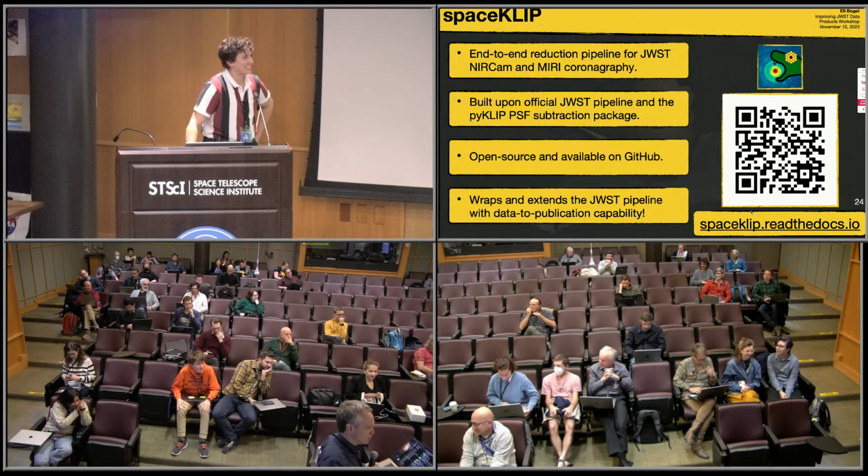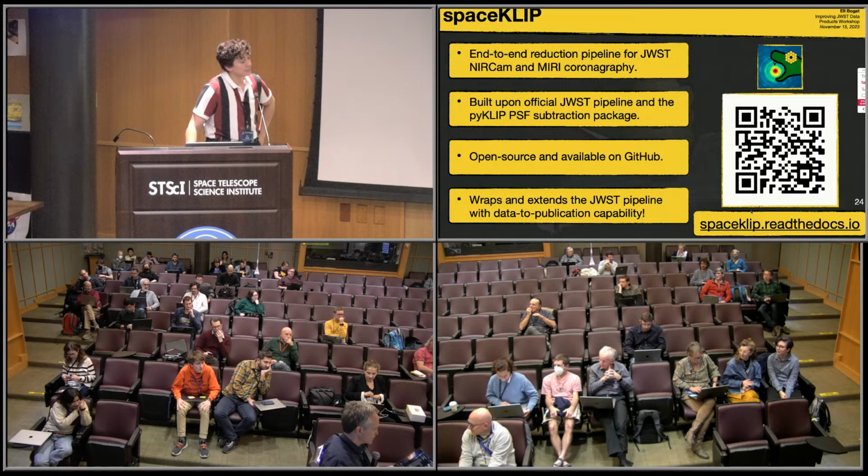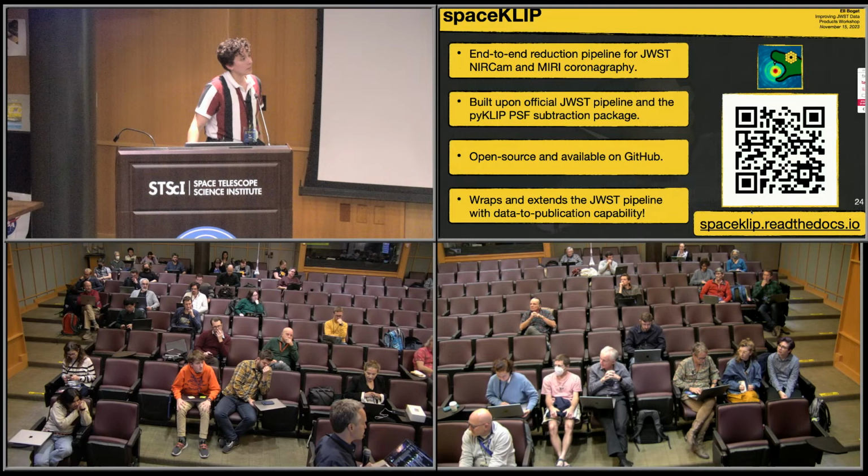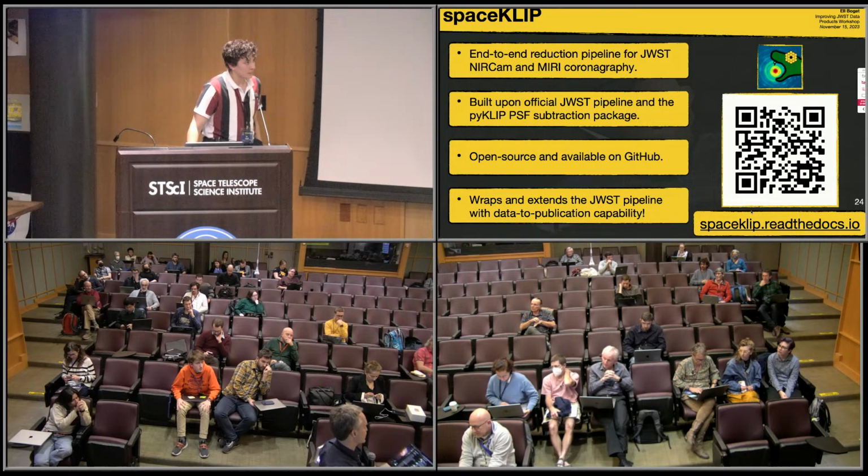A longer question, which I think may be better to answer, but just to say it out loud: from your perspective, what parts of SpaceClip should be added to the standard pipeline, particularly for hands-off generation of products in MAST?